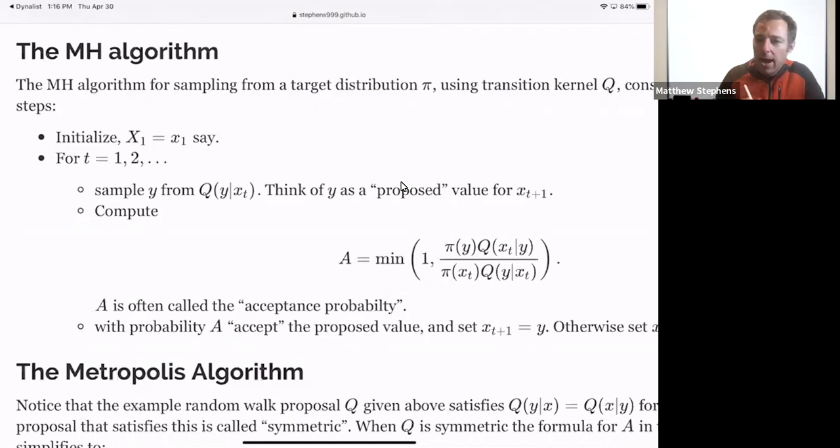So A here stands for acceptance probability. Because it's a probability, it has to be no bigger than 1. So that's why this minimum of 1 and something comes in, because A has to be at most 1. The really interesting part of A is this second term here, which, as you can see, is the ratio of pi computed at Y to pi computed at X times the ratio of Q xt given Y divided by Q of Y given xt.